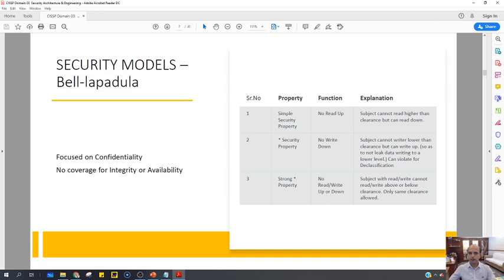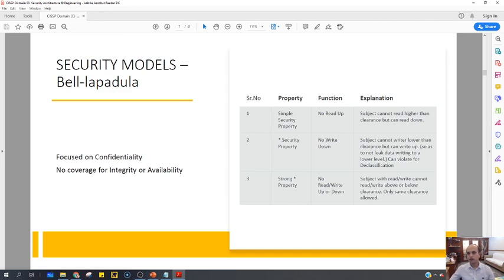And mainly this particular model is an information flow model. As we have already discussed, here we are focusing on confidentiality, and whenever we are talking about the subject and object and the flow of information between them, that is what the Bell-LaPadula model covers, and that's why this particular model is an information flow model.